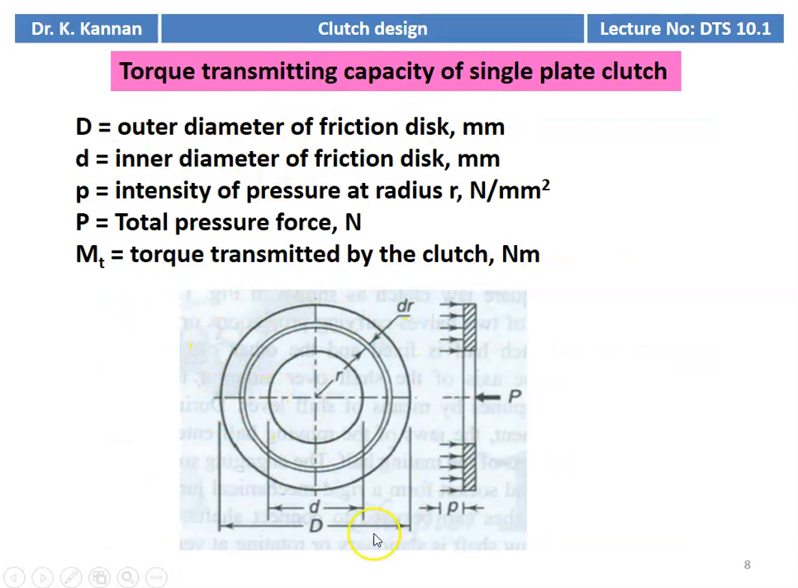So this is the cross section of the single plate clutch. The terminologies are: capital D, outer diameter of the friction disc in millimeter. Small d, inner diameter of the friction disc in millimeter. Small p is the intensity of pressure at radius r in newtons per millimeter square. Capital P is the total pressure in newton. So the total pressure is applied here. And MT is the torque transmitted by the clutch in newton meter.